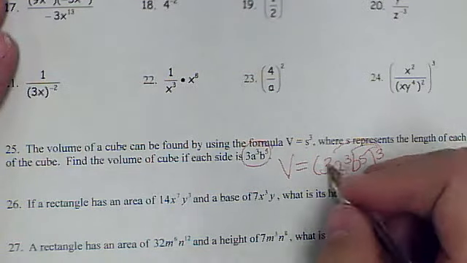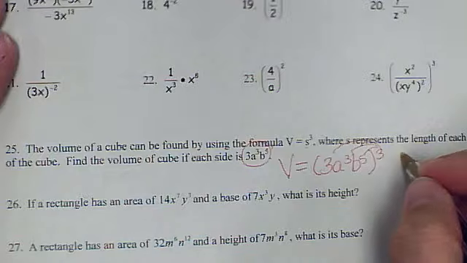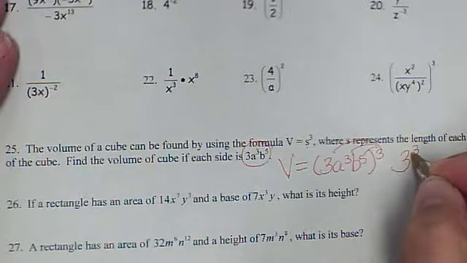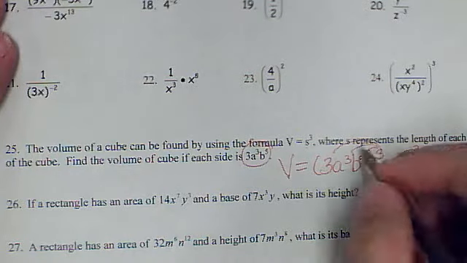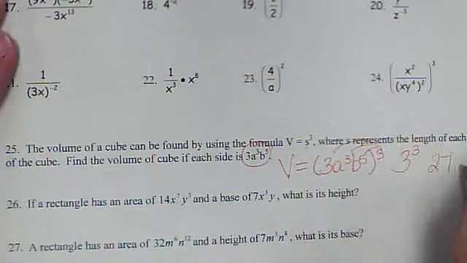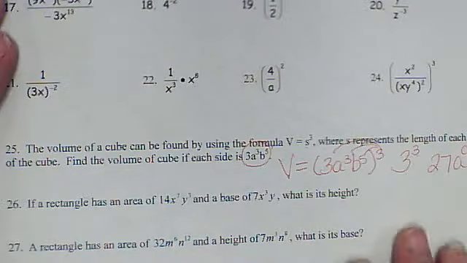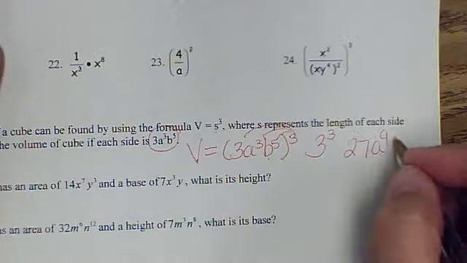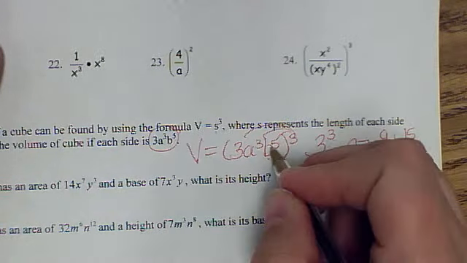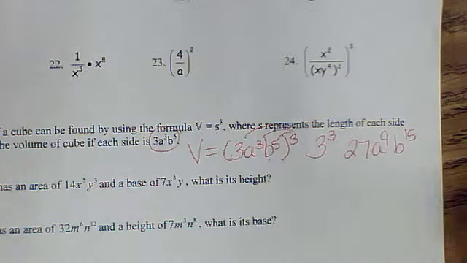Remember, when I distribute it to the coefficient, it's not 3 times 3, it's 3 to the third power, which is 3 times 3 is 9, 9 times 3 is 27. A to the third becomes a to the 9th, because 3 times 3 is 9. B to the 5th becomes b to the 15th, because 5 times 3 is 15.